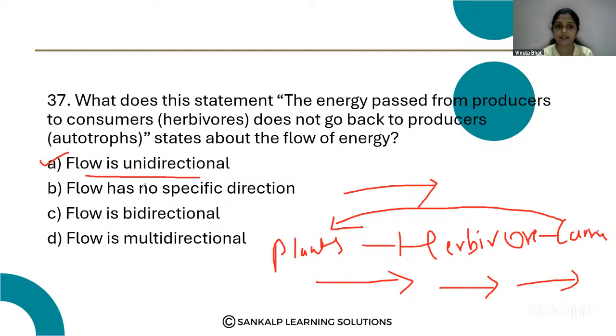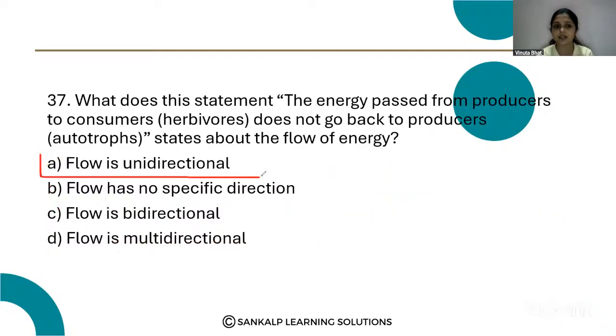Unidirectional, that is not bidirectional. Flow has no specific direction, that is the wrong one, because there is a specific direction, the unidirection. Flow is bidirectional, that is the wrong one. Flow is multidirectional, it is not multidirectional. So this statement means the flow is unidirectional. The correct option is that the flow is unidirectional. Note down this question.